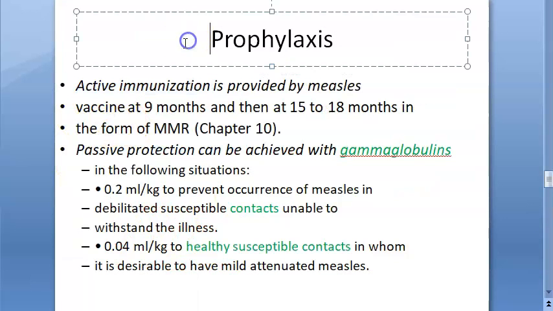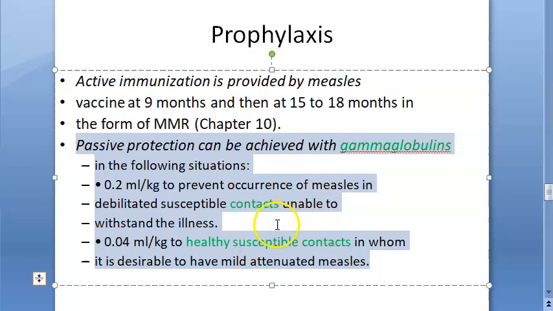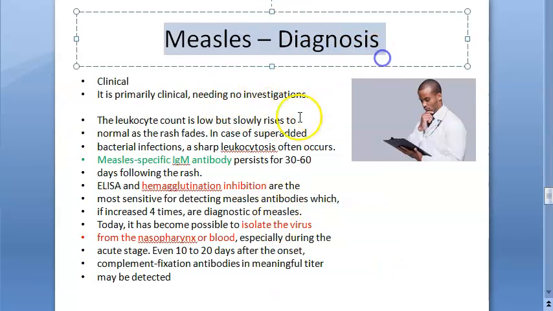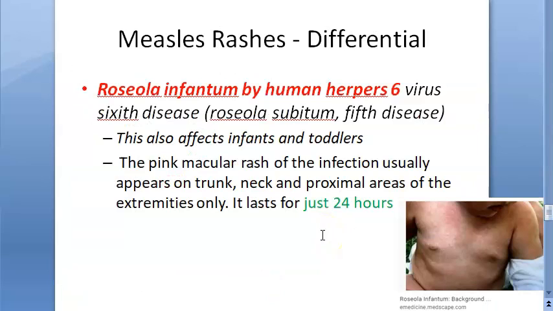Continuing with measles, so we told you that there is active immunization. Passive immunization also is there with gamma globulins. This is for contacts, okay. Then diagnosis, how will you make it? Clinically you can do, no need of any investigation, but if you do investigation, you can see leukocyte count is low, measles specific IgM antibodies are present, hemagglutination inhibition, ELISA you can do. You can isolate the virus from nasopharyngeal swab, blood, etc. If you want to, you can do all that.